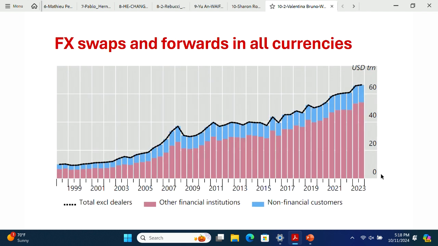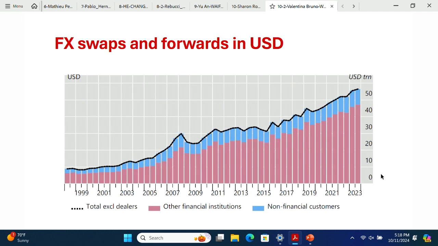And what is driving this? So we teach our students, look, it's the usual motive. I am an importer or an exporter. I need to hedge my currency risk. I use an FX swap. And that's the blue line. But we see that after the financial crisis, it's the pink color that increases dramatically, and that is the financial use of FX swaps and forwards.